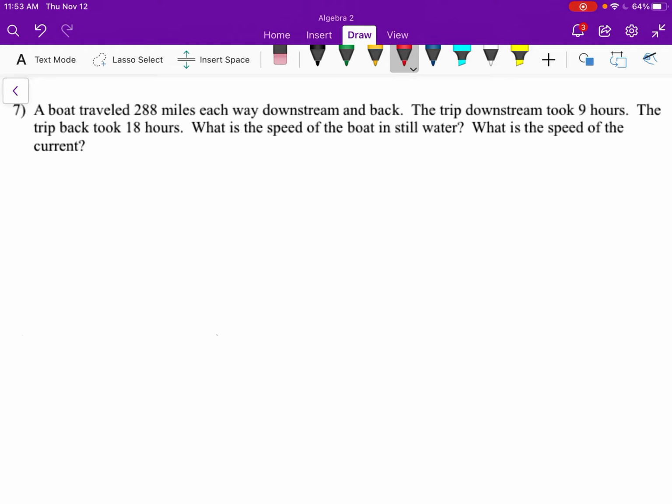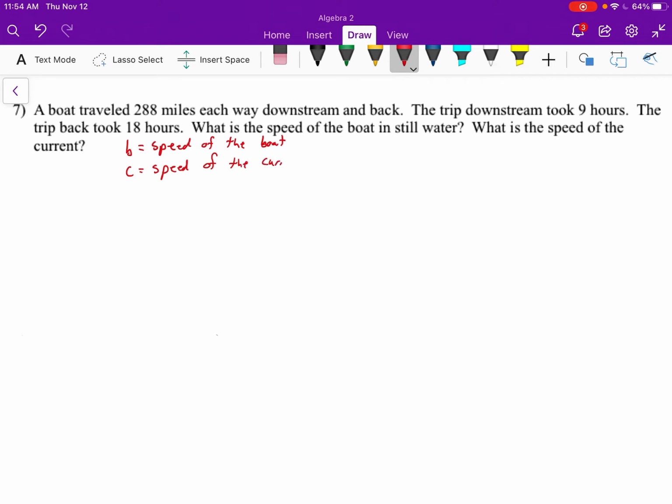So this is when you're traveling with or against a current. Downstream is with the current, and back or upstream is against the current. We're trying to find the speed of the boat and the speed of the current. So b is going to equal the speed of the boat. In fact, I'm going to make this a lowercase b because I just usually write those more often. And c will equal the speed of the current.